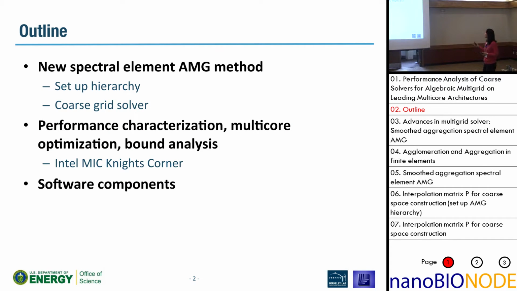So the outline is the spectral element AMG. There are two big components that are time-consuming. One is setup hierarchy. That's not something you see from geometric multigrid or even from a hypre kind of AMG. And then the coarse-grid solver is critical. I'll spend quite a bit of time talking about the performance characterization of this type of solver and what we have been doing with the new machines, the multi-core optimization. Especially, we spent quite some time to understand the performance limit of the solver on the Intel MIC, for example.